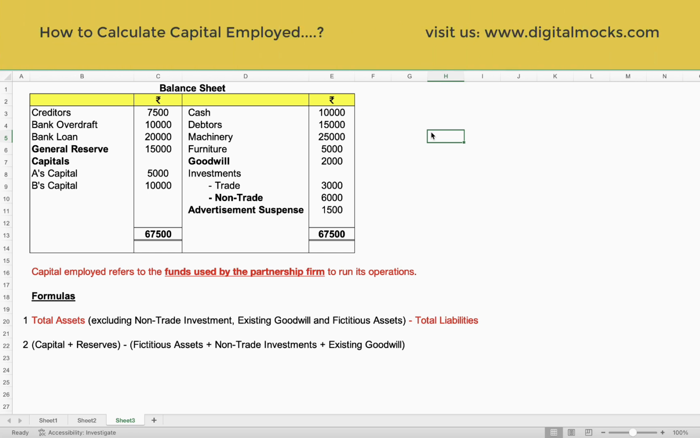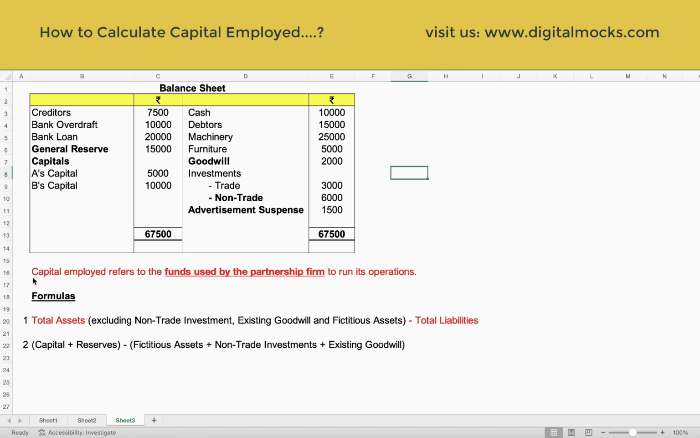So our topic is what? Capital employed, right? Because for the valuation of goodwill, sometimes we need to calculate a super profit, and to find a super profit, we need capital employed, right? So in today's video, we are going to discuss the meaning of capital employed and how to calculate that capital employed. So let's start the video.